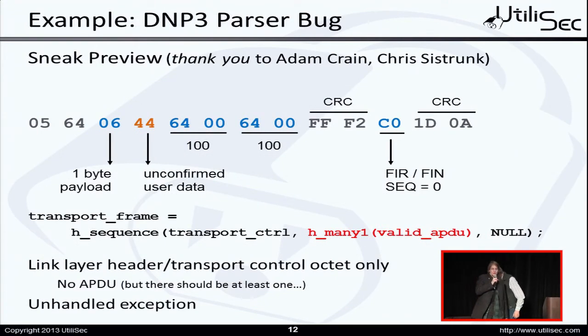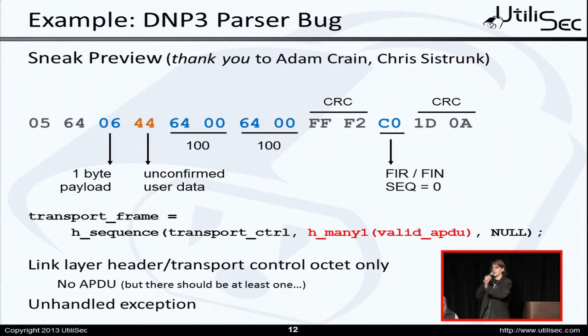Okay, so let's look at a concrete example of how this shakes out in practice. So you'll actually see what this bug does when you see Adam and Chris's talk later. So we're not going to give away the entire ballgame here. But all right, so we've got a link layer frame, which has the obligatory prefix, claims that the length is 6. Okay, that implies a 1 byte payload. We've got a control octet, we've got a source, we've got a destination, we've got a CRC, all well and good.